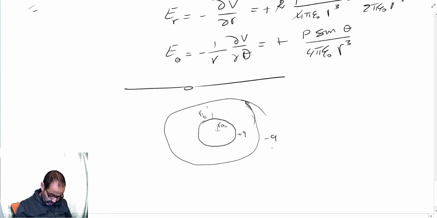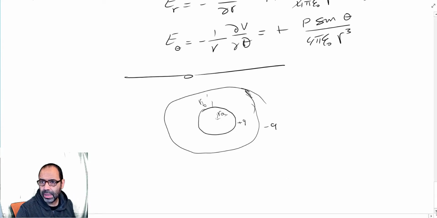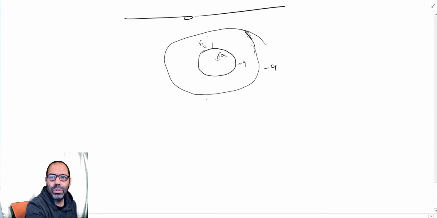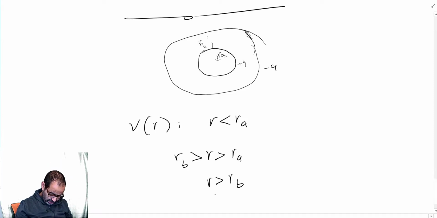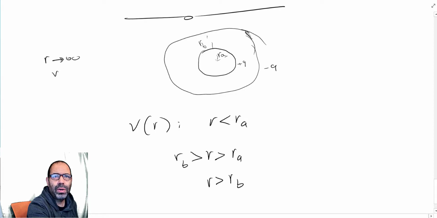And they want us to do what now? Calculate the potential V of R for R less than RA, and for R more than RA but less than RB, and for R greater than RB. So we want to find V as a function of R for the following scenarios: R less than RA, R more than RA but less than RB, between the two spheres basically, and R more than RB. They tell you specifically in this problem, take V to be 0 when R is infinite. So when R goes to infinity here, we want V to be 0.